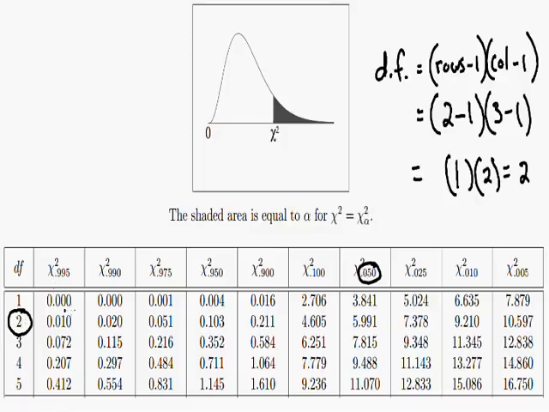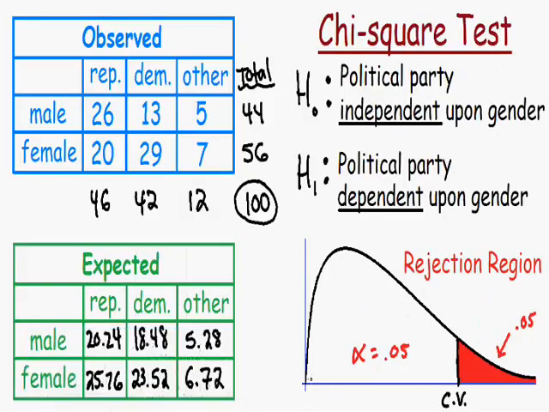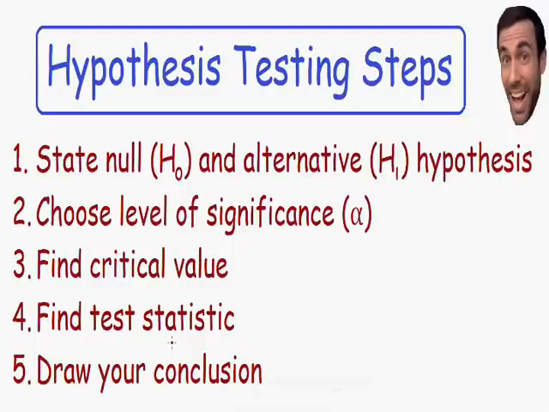Our degrees of freedom is 2. And these two rows intersect at the critical value of 5.991. This is our critical value, 5.991. So let's go back to our example, and we know that our critical value is equal to 5.991. So now we are ready to move on to step number 4.